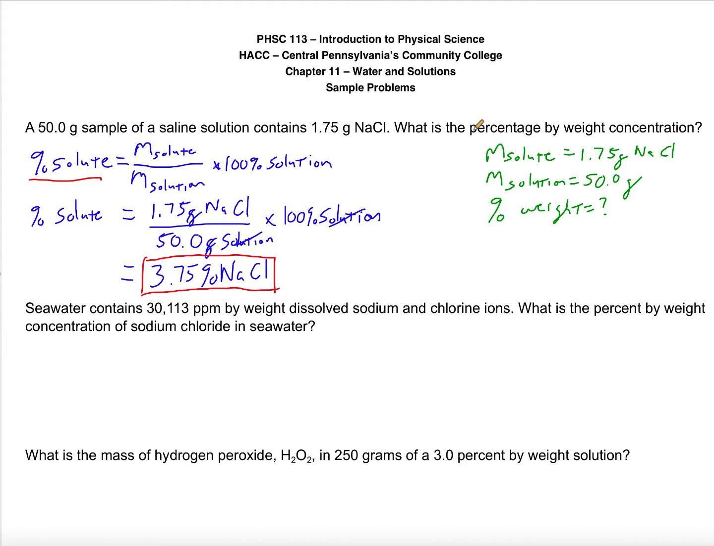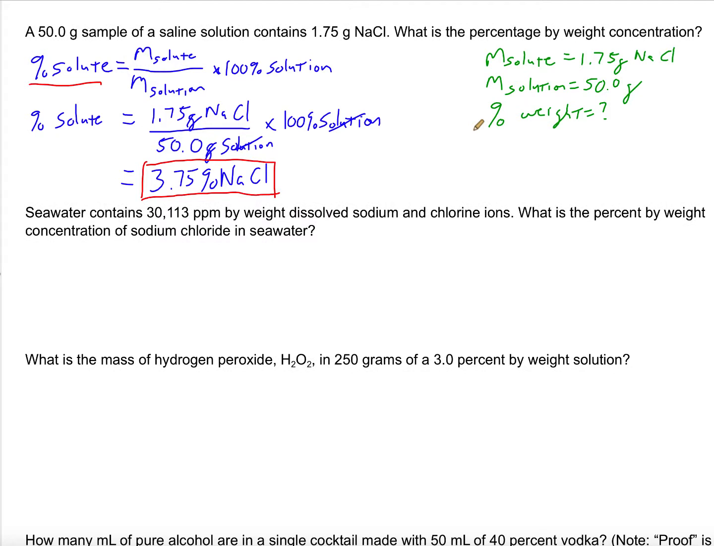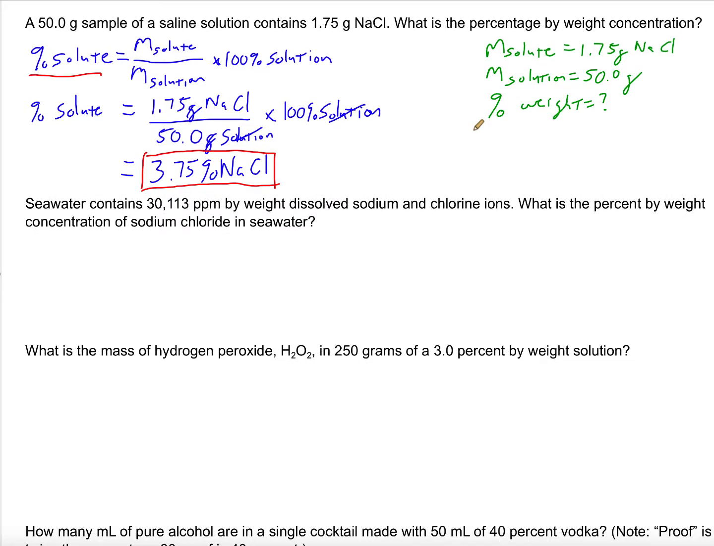So our next question says that seawater contains 30,113 parts per million by weight dissolved sodium and chlorine ions. And we want to find the percent concentration of sodium chloride in water. Well, a percent is equal to the part divided by the whole. So percent is equal to the part divided by the whole.